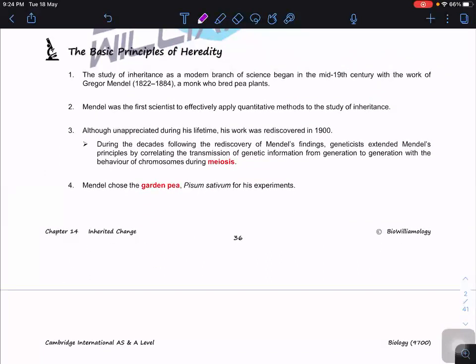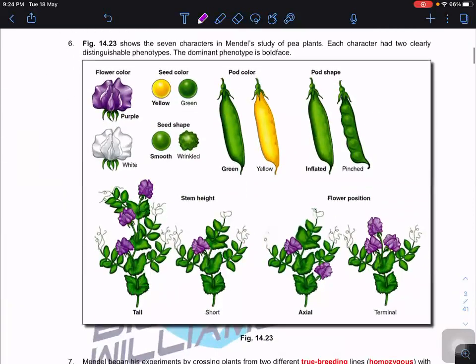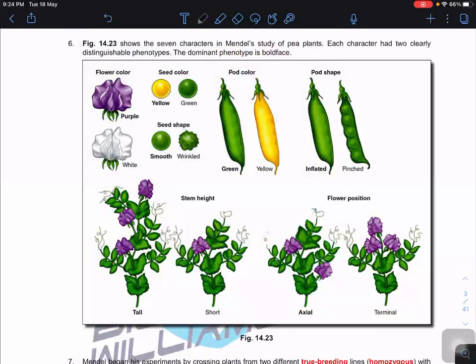Okay, so the basic principle of heredity, you can go through it, is very simple, because Mendel was the one who actually carried out this experiment through his observations on the garden pea. Then he came out with ideas on how the process takes place, which determines the characteristics of the offspring. He observed these seven characteristics.